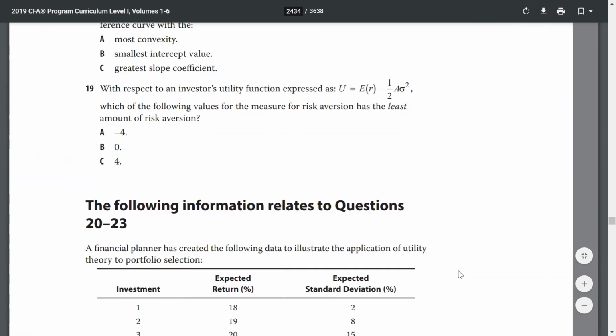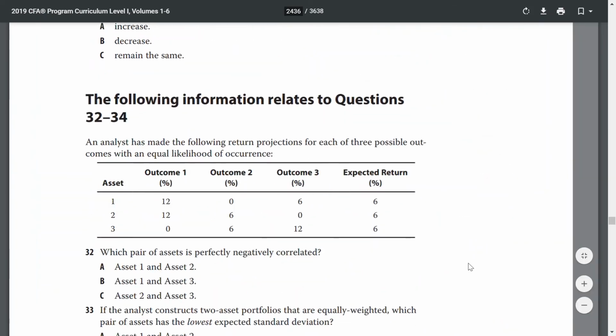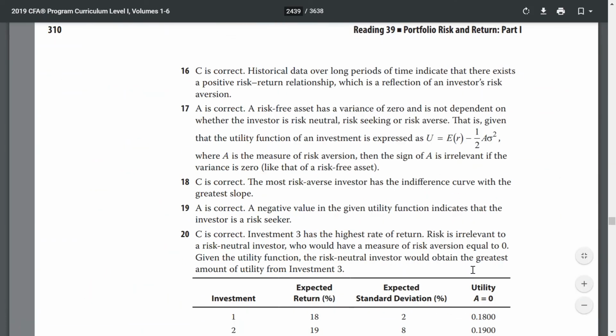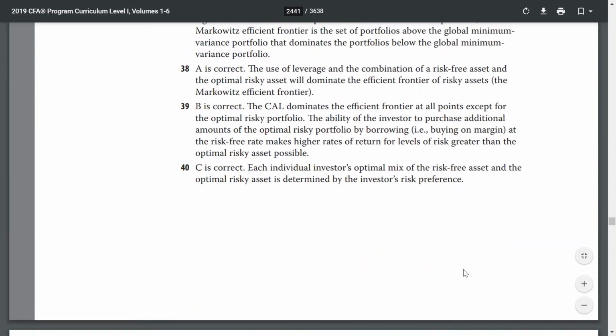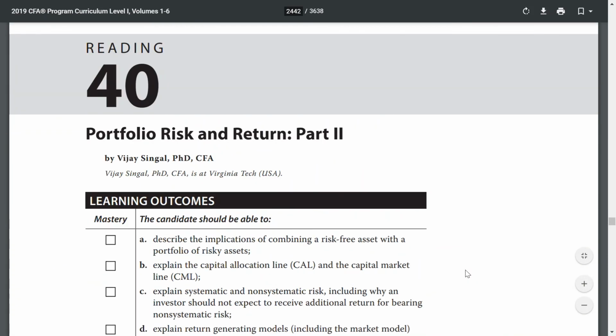Okay, so that is reading 39. Ooh, we're done with reading 39. What a spicy chapter. I feel a little bit sick today. That's why my voice may be sounding weird. But yeah, we finished reading 39.